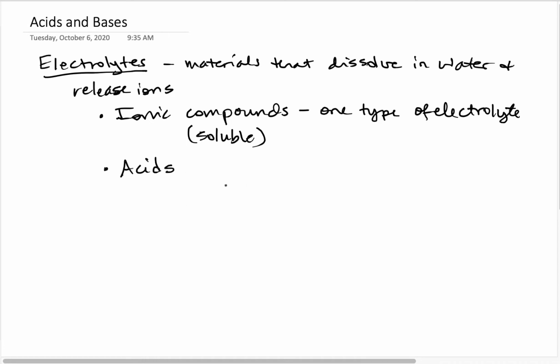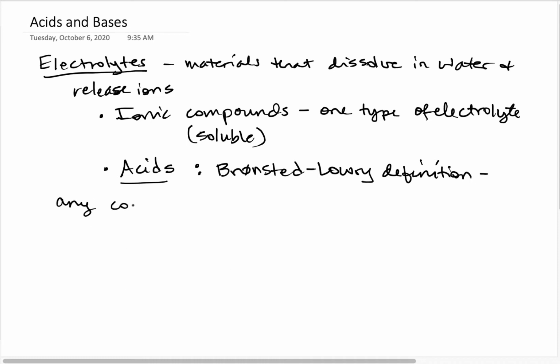And we're going to spend some time talking about acids. We're going to use a specific definition of acid, and there are several. We are going to be using the one that's called the Bronsted-Lowry definition. And the Bronsted-Lowry definition of an acid is any compound that donates an H plus to the solution when it's dissolved.